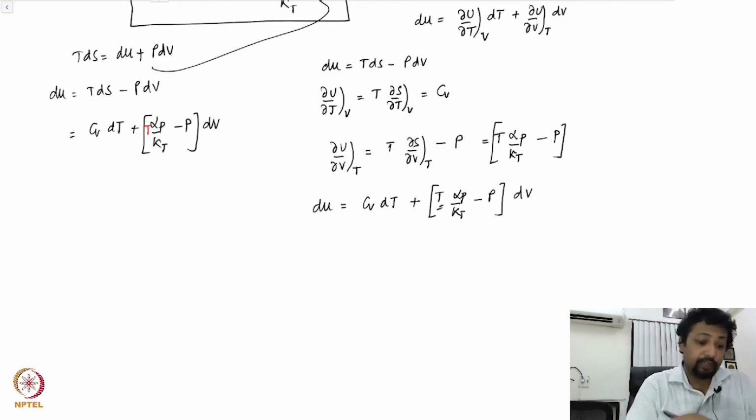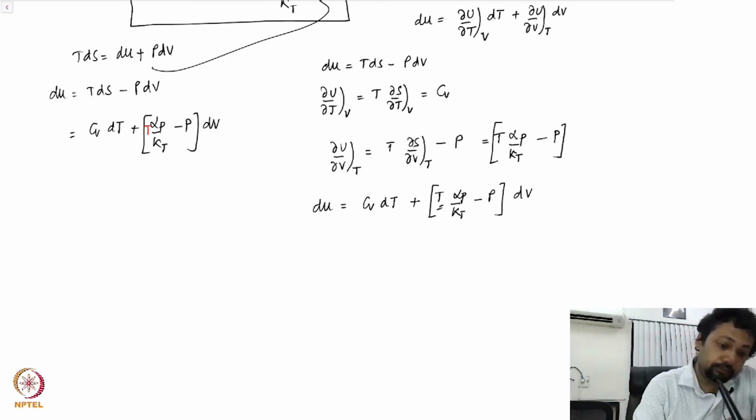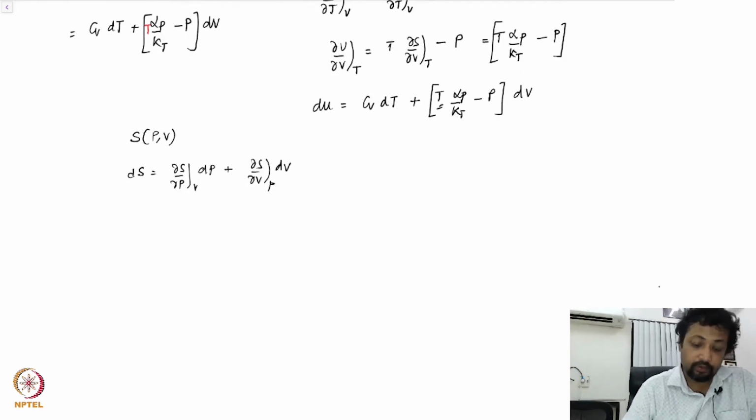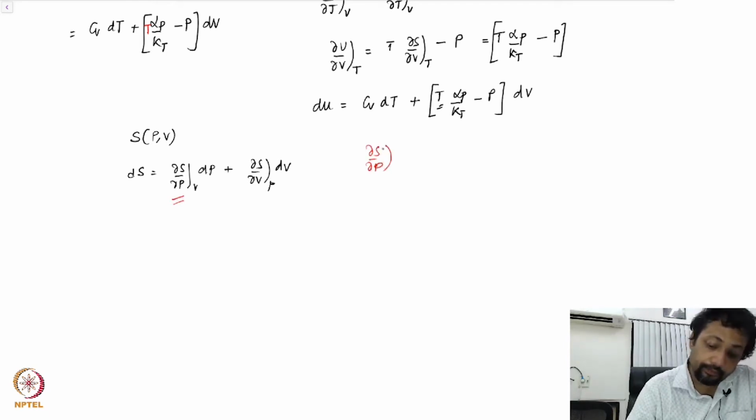Right, the final one I want to discuss very briefly, where I'm concerned about P and V, S as a function of P and V. Here, again, dS is del S del P volume constant dP plus del S del V pressure constant dV. So I have to now look at the structure of these relations. Del S del P volume constant.